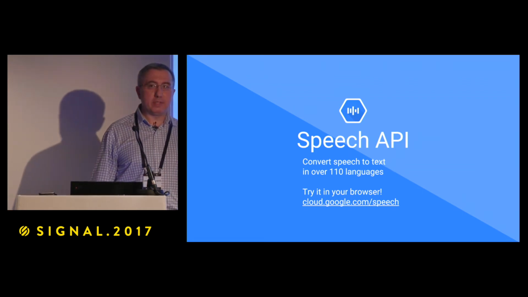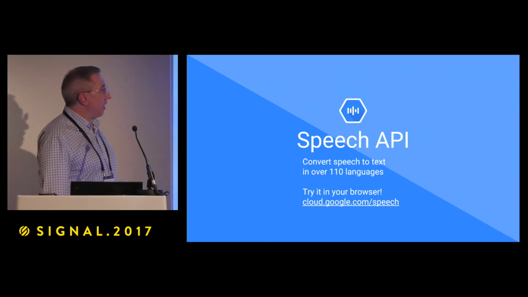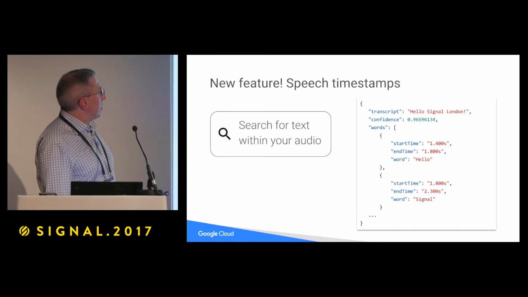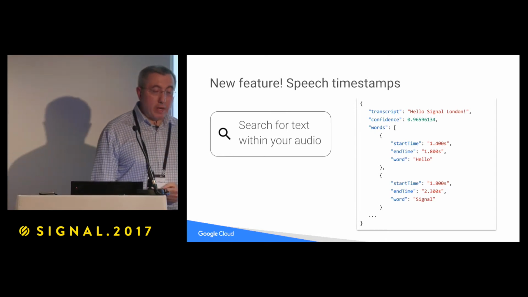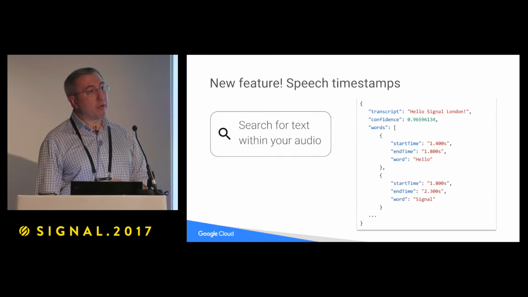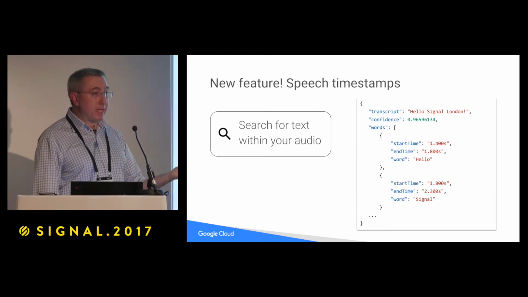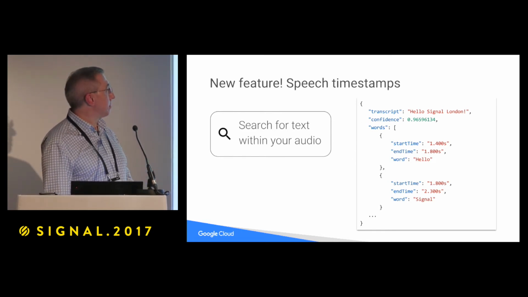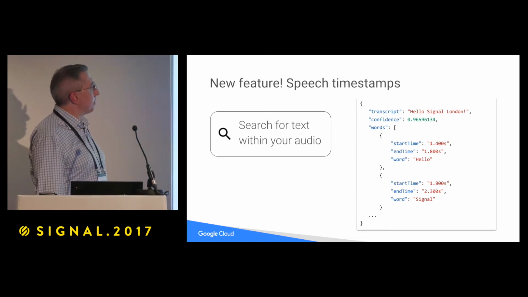A third API, the speech API. This time, with this API, you can convert speech to text. And like the translation API, it works with over 100 languages. And a new feature that we released recently is that we are able to give you the timestamps of each word in the audio stream. So it means that not only can you get the text from the speech, but you can also synchronize each word with the audio stream. We'll try to use that at the end of the talk also.